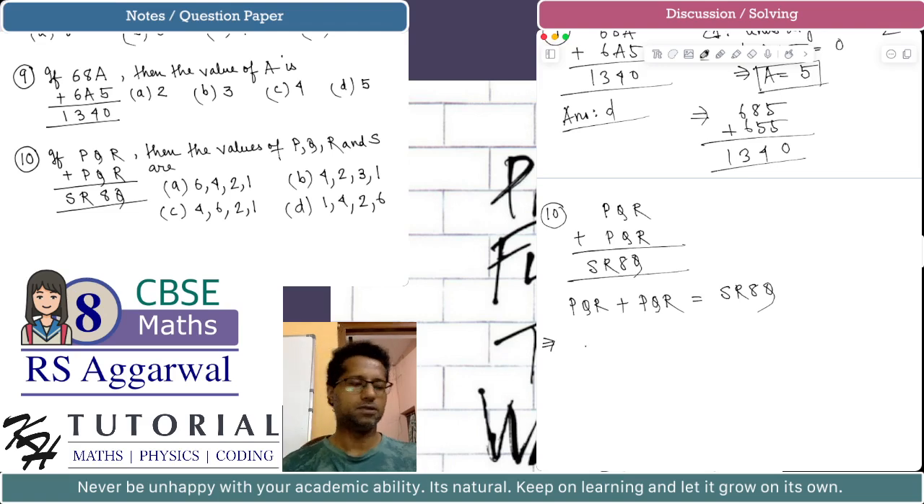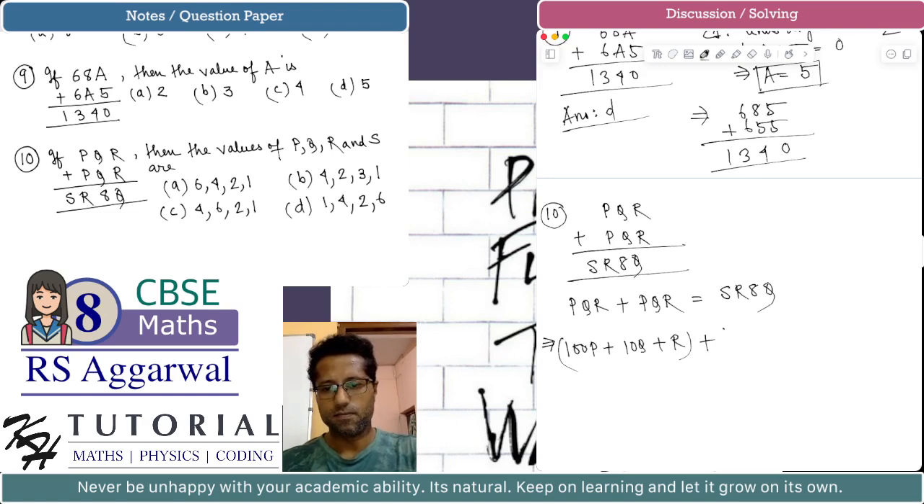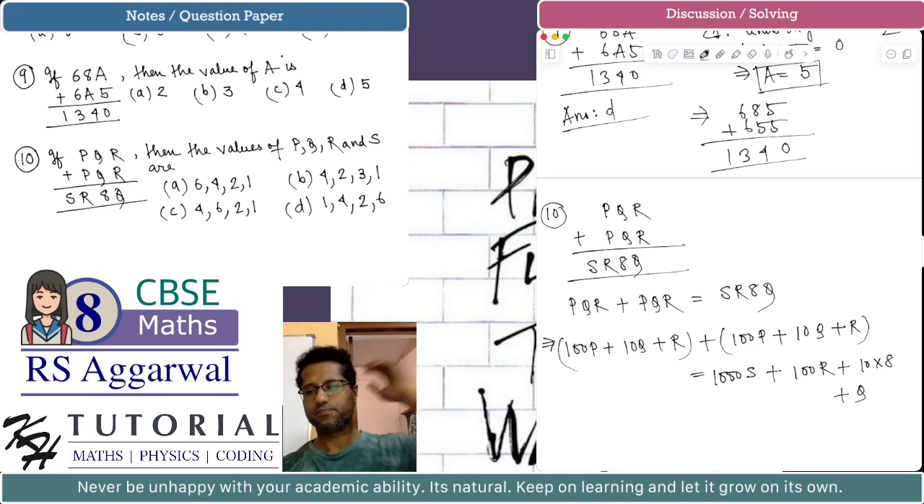Now, this implies if we expand the left hand side numbers in the general form and the right hand side number in the general form, we get PQR, so we have 100P plus 10Q plus R. And this is the same, 100P plus 10Q plus R. On the right hand side, we have a 4-digit number, so this will be 1000S plus 100R plus 10 into 8 plus Q.